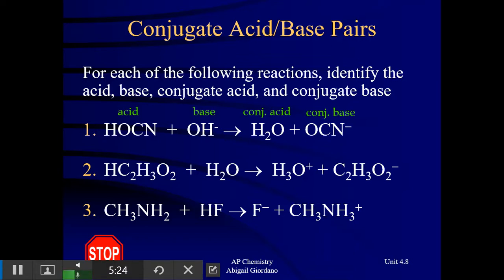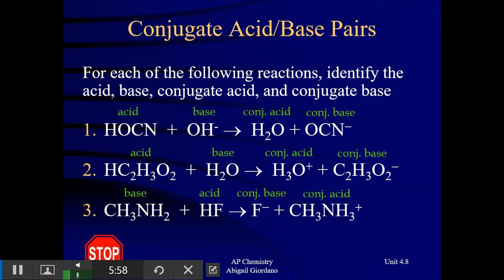So HOCN from left to right donated away its hydrogen, so it becomes OCN minus. OCN minus thus is the conjugate base. OH minus is the base on the left-hand side because that hydrogen that got donated away was accepted by the OH minus. All right, let's check how you did on number 2. Okay, and finally, number 3.